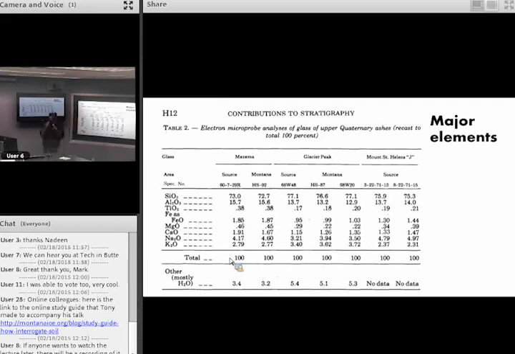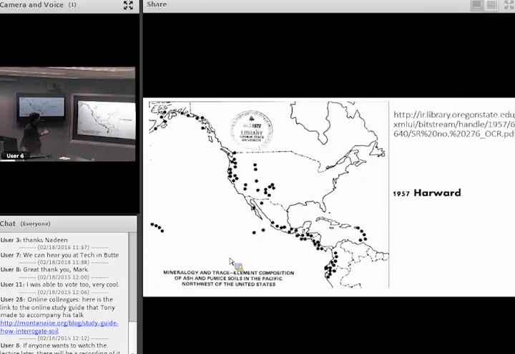I'm like, you know what? I can't really tell if my ash sample is Mazama or Glacier Peak. Well, then we've got to go back, because, of course, everything's already been done in science. So we go back about 50 years to Harvard's work, and he's got, you can see it right there, trace elements. I'm going to call them minor elements for those data. And this is his map. Remember Glacier Peak coming over?